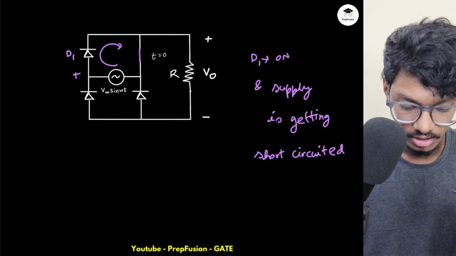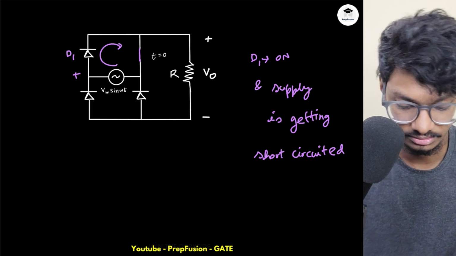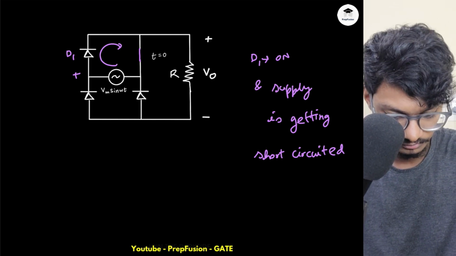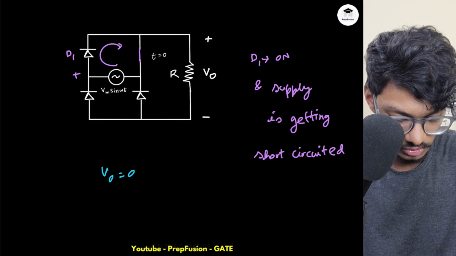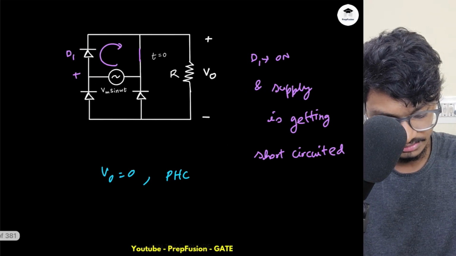So my output voltage will be simply 0 for the positive half cycle. VO is 0 for the positive half cycle. Then what happens next?